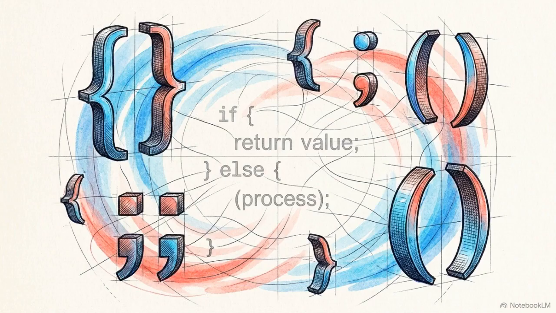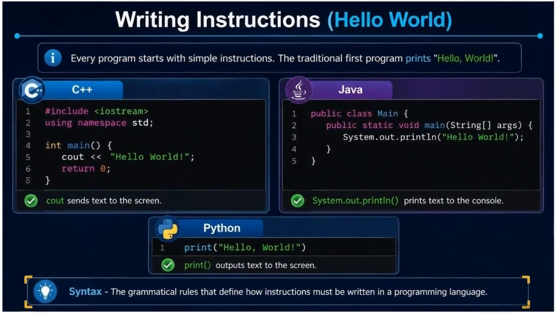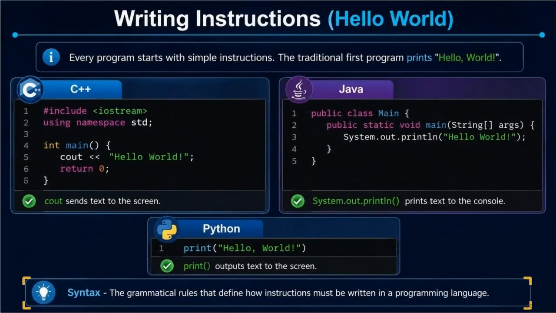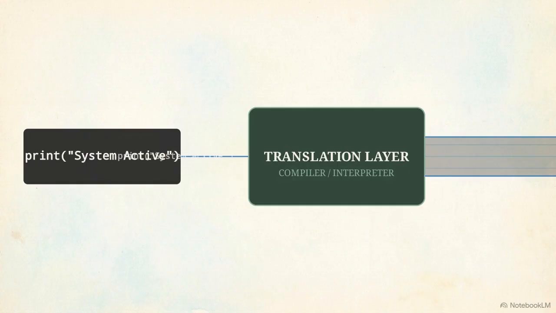We command that input, processing, output cycle using syntax, the strict grammatical rules of a specific programming language. This graphic shows the identical instruction written in 3 different languages. Python, C++, and Java each enforce unique structural rules, but they achieve the exact same output of printing text to a screen. Hardware cannot read human code. Before execution, these text-based instructions must be translated into electrical signals by a compiler or an interpreter.